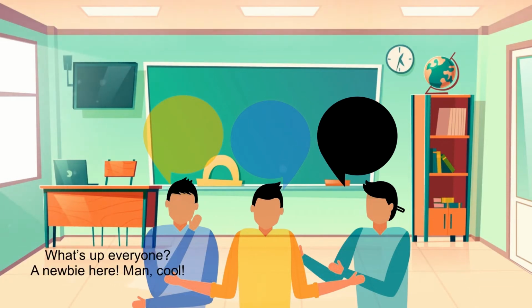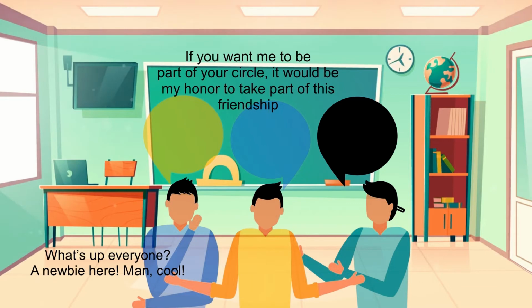Arnold: What's up, everyone? A newbie here. Man, cool. Greg: If you want me to be part of your circle, it would be my honor to take part of this friendship. Arnulfo: Excuse me? Yes, we can be friends and it's a pleasure for me.